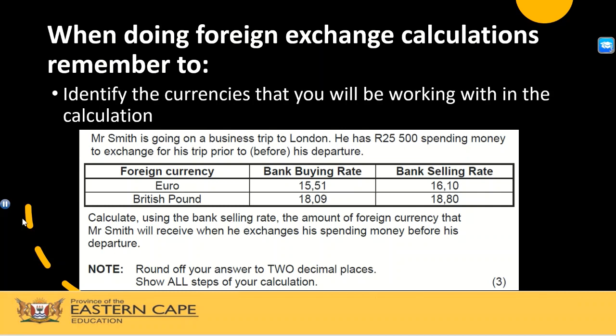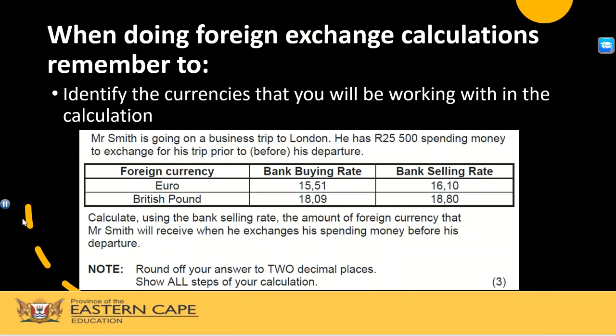We must decide whether we are going to multiply or divide. Remember, we divide when we have rand and we are converting rand into foreign currency, and when we are converting foreign currency into rand, we are required to multiply. That will give you an answer. Your calculator is going to give you a variety of numbers, and you are required to round off those numbers as was indicated in the video.